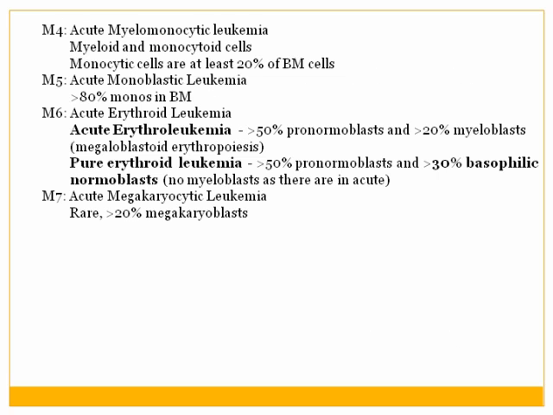Okay, so moving on. M4 is acute myelomonocytic leukemia. So we see both myelocytic and monocytic type cells. M5, acute monoblastic leukemia, so lots of monoblasts.